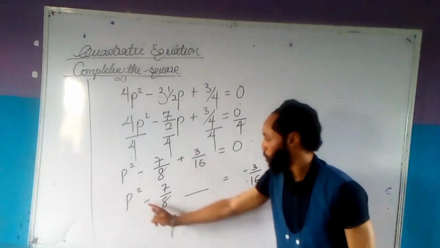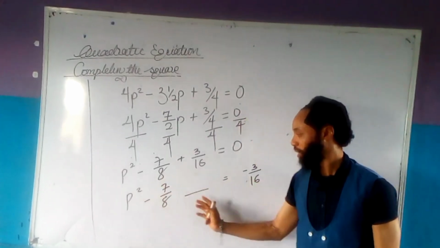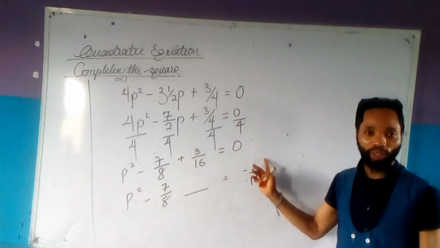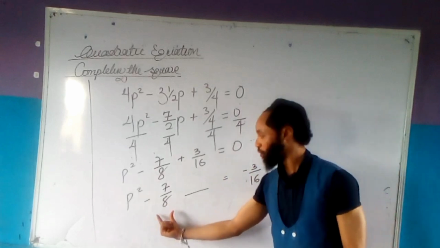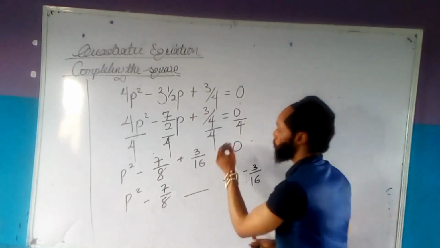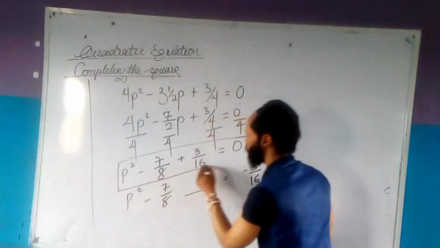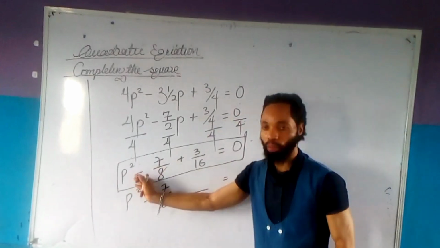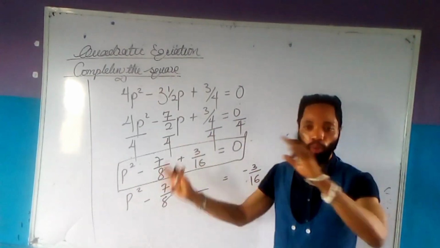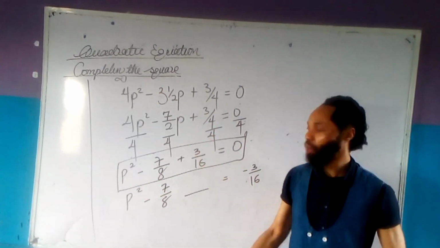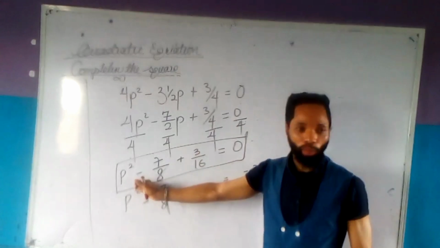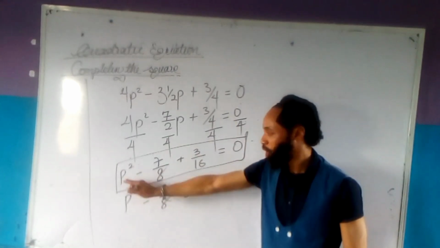Alright, so we have p squared minus 7 over 8 p equals negative 3 over 16. Now, half of this number, this is the actual quadratic. This is how we wanted the question to be. Now, we're starting the question from here. What we did here was to just put the question in a comfortable way. Then we can start the completing the square approach. So this is where we're starting from.